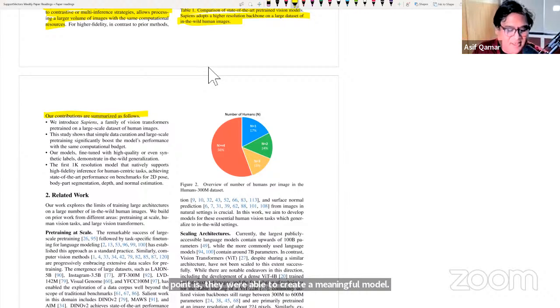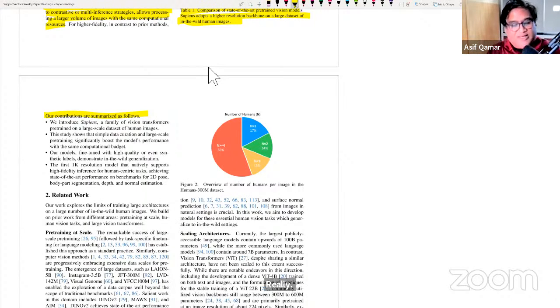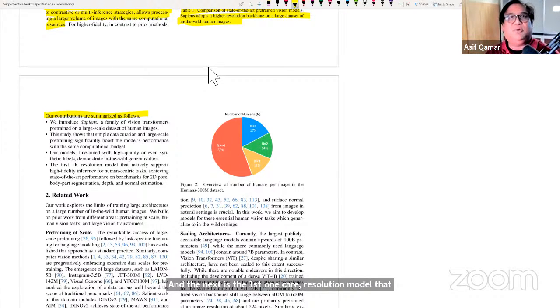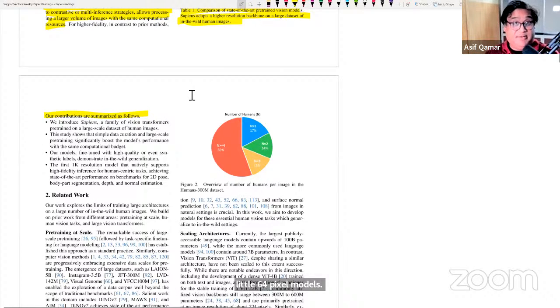So what they're saying in the third point is they were able to create a meaningful model. Really great contribution. And the next is the first 1K resolution model that natively supports high-fidelity inference for human-centric tasks. So it isn't anymore those tiny little 64 pixel models or 224 pixel models. They really went to 1,000. First time you see a model trained at 1024 pixels, of course implicitly 1024 by 1024 pixels. Pretty big images they're training from.